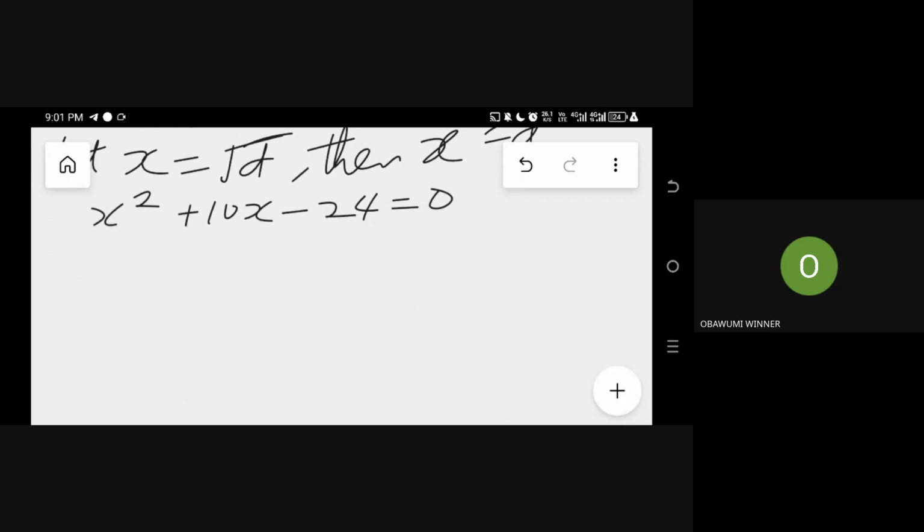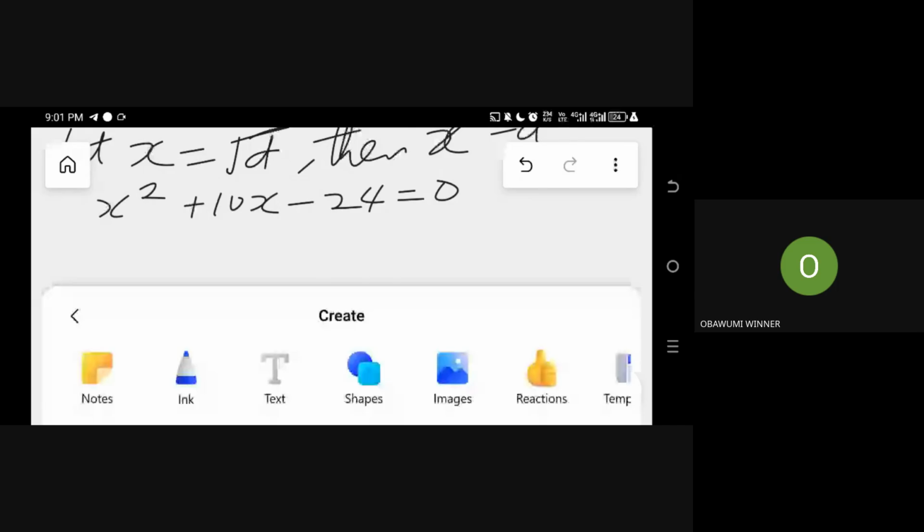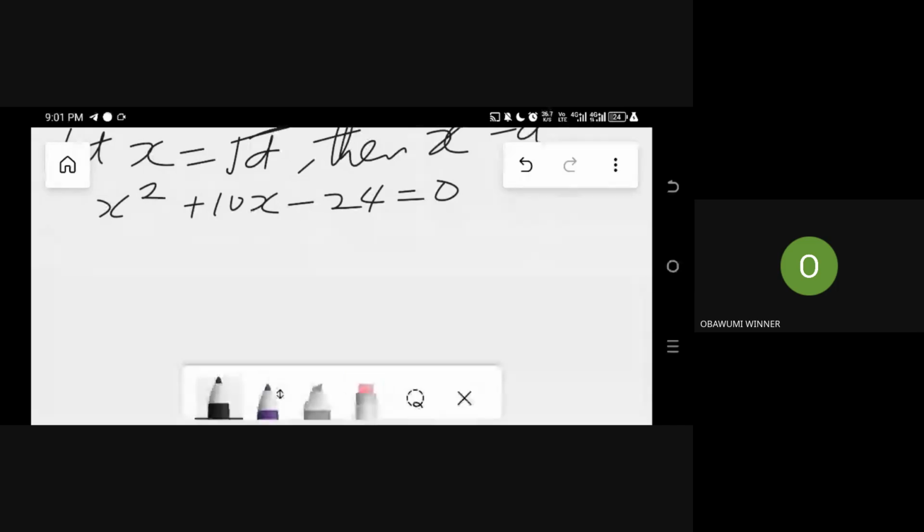When you get to this stage, you can now again pick out your A, B, C. So A is the number attached to S squared, which happens to be 1 here. It is not always like this. These questions are just coincidentally like that. So if there is a number, maybe you have 2S squared now.